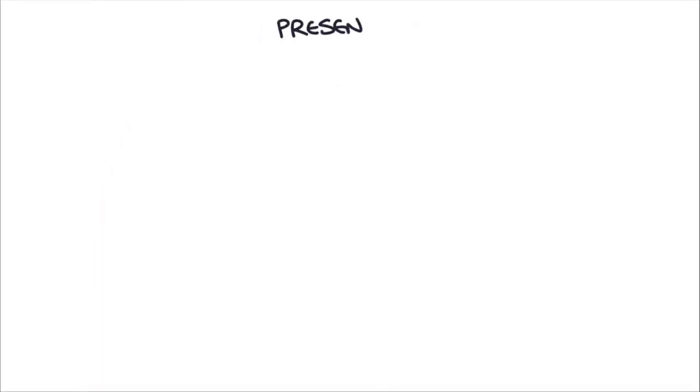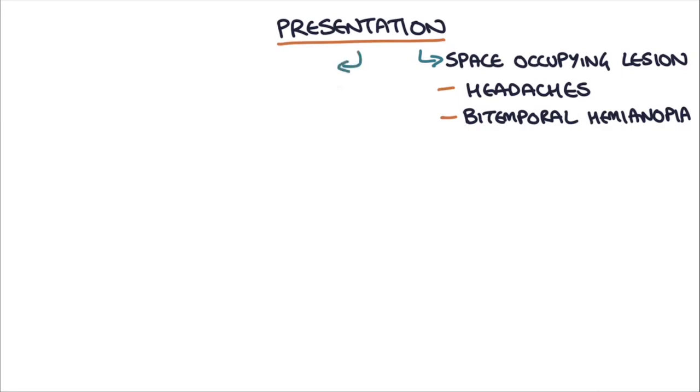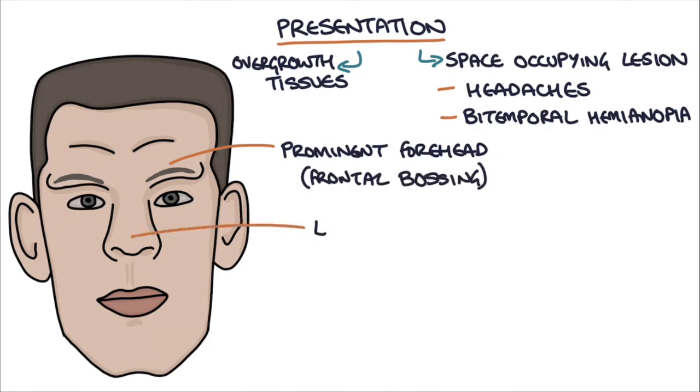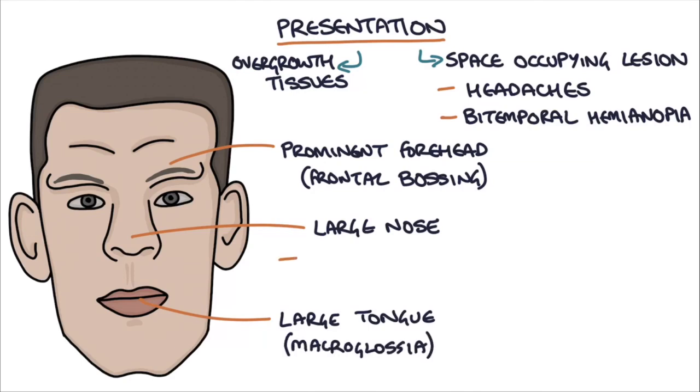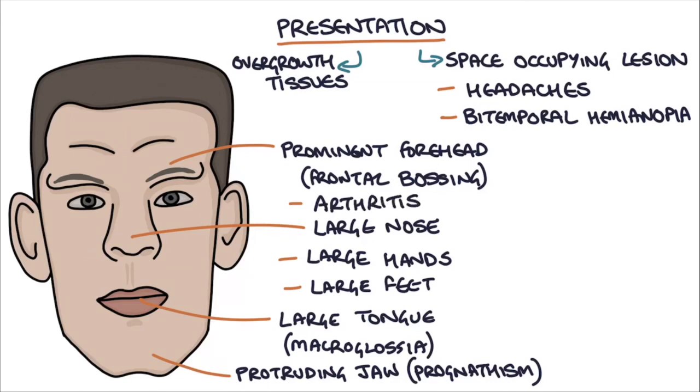So how does acromegaly present? If there's a space-occupying lesion or a significant sized tumour, you might find somebody with headaches or this bitemporal hemianopia. It can also present with overgrowth of tissues secondary to the growth hormone. So patients typically present with a prominent forehead and a brow that we call frontal bossing. They can have a large nose, a large tongue, which we call macroglossia. They can have large hands and large feet, a protruding jaw, which we call prognathism, and they can develop arthritis from the imbalanced growth of tissues around the joints.